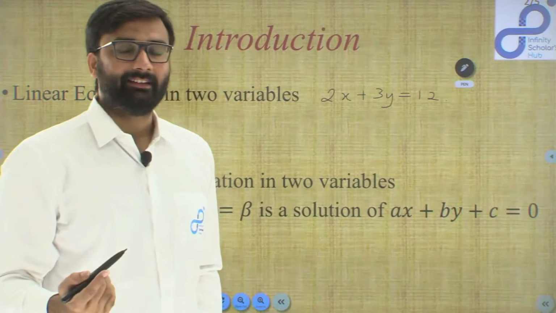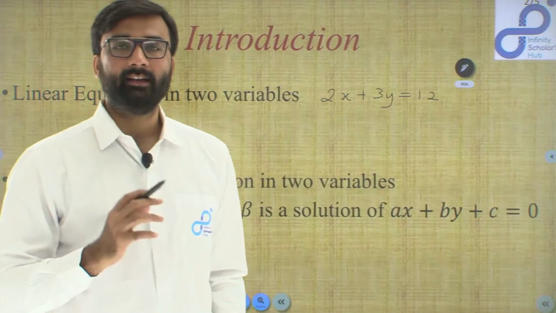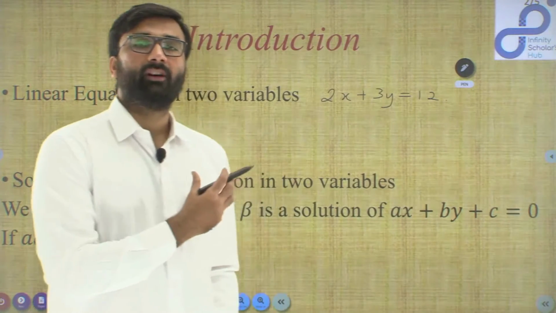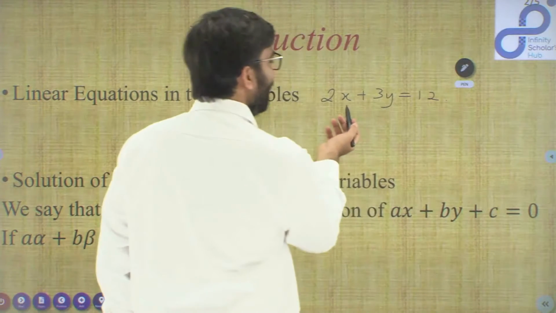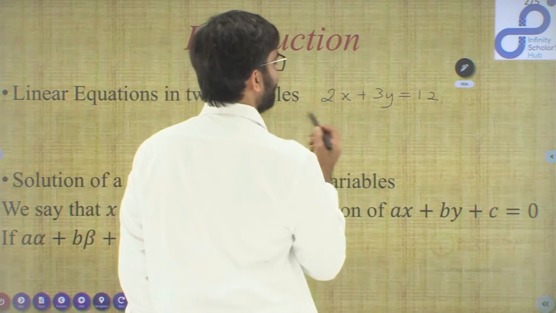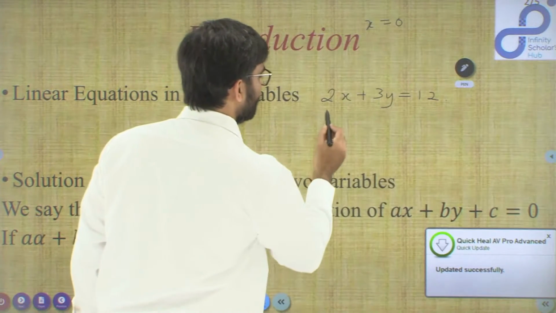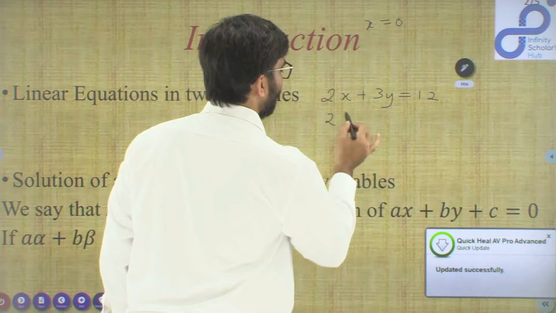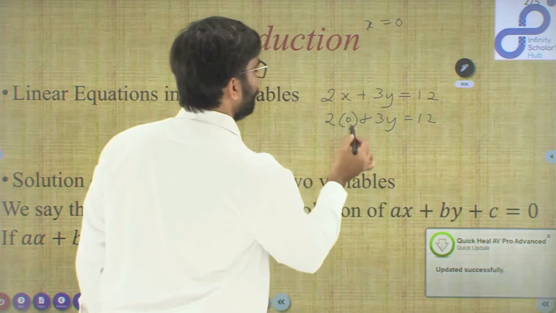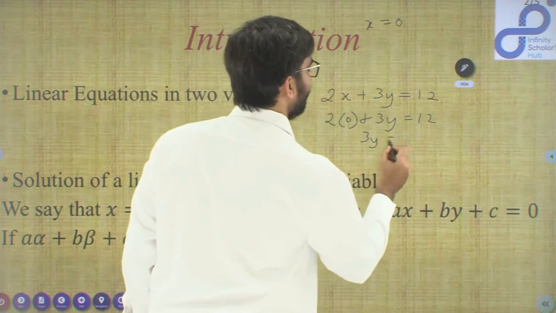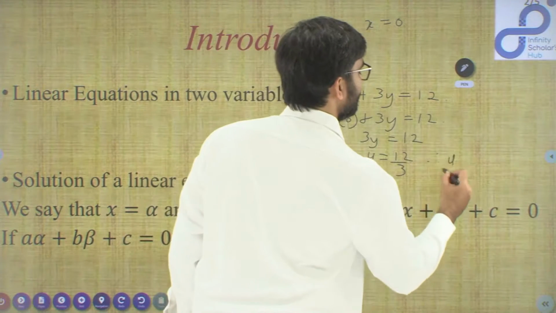We have learned in our 9th class how to plot a graph of any linear equation in two variables, right? And we also know that the graph of such type of equation is a straight line. So I can put any random value of x over here. Let me put x equals 0. If I put x equals 0, this will become 2 multiplied by 0 plus 3y equals 12. So 2 into 0 will give you 0, so you will have 3y equals 12, and your y will be equal to 12 by 3. That means y is equal to 4.